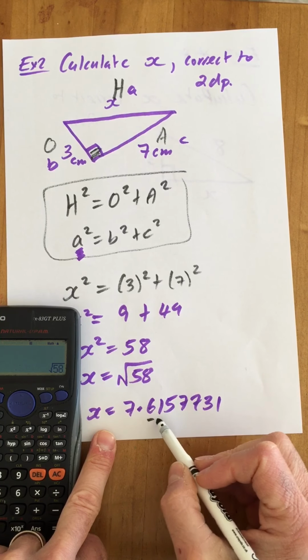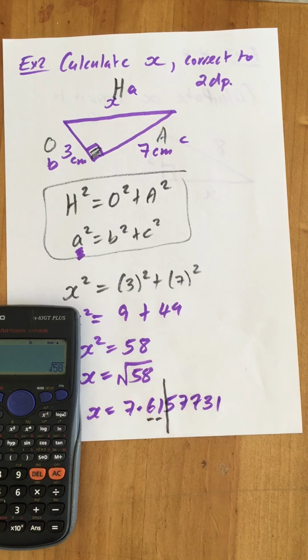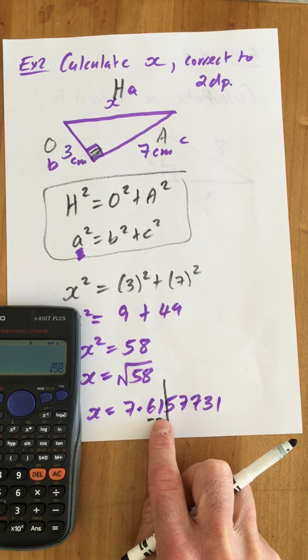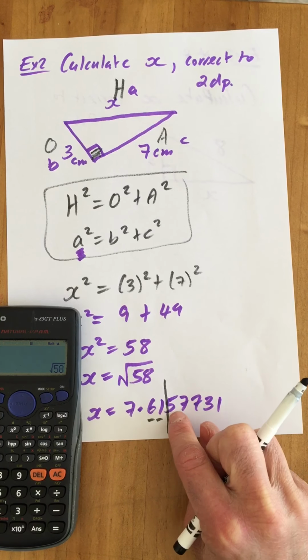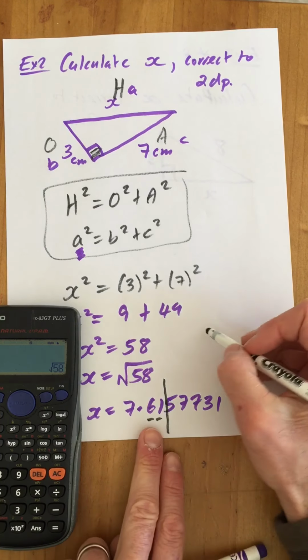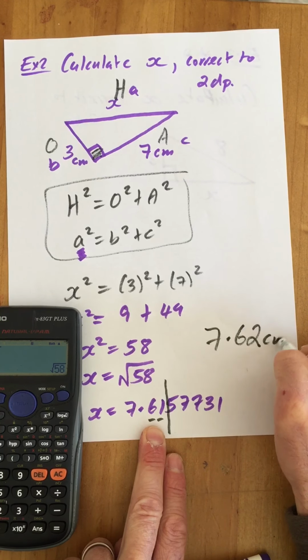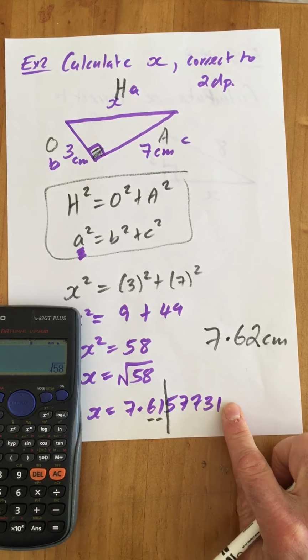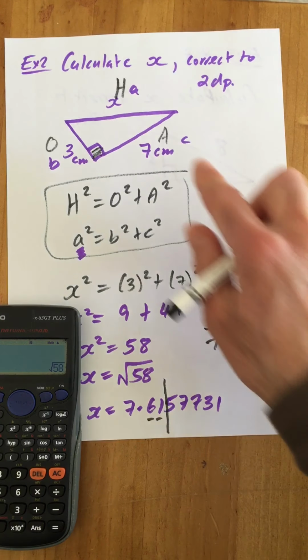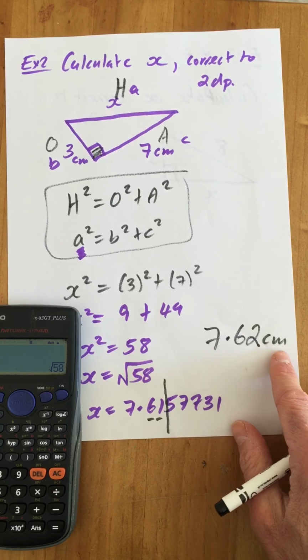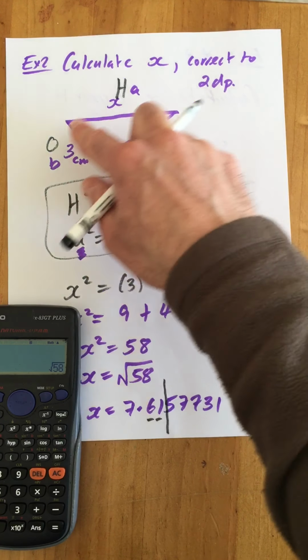The question wants it correct to 2 decimal places. So look, 1, 2 decimals. So the answer is either going to be 7.61 or 7.62. The question is, does the 1 stay as a 1 or does it round up to a 2? So you look across and the next digit is a 5, which means we round it up. So the answer is 7.62 centimeters. So using Pythagoras' theorem, we can calculate that the missing length of this triangle must be 7.62 centimeters long if it is a right angled triangle.